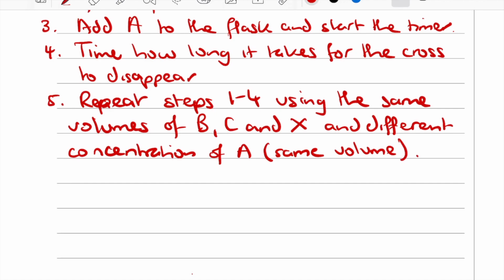Now, in this question, it's saying, explain, giving brief experimental details, how you could use a series of experiments to determine the order of this reaction with respect to A. So all I've done so far is give experimental details. What I haven't done is said how I can use the information that I'm gathering here, the time it takes for the cross to disappear. I can use that to work out the order of reaction. So we're nowhere near finished here.